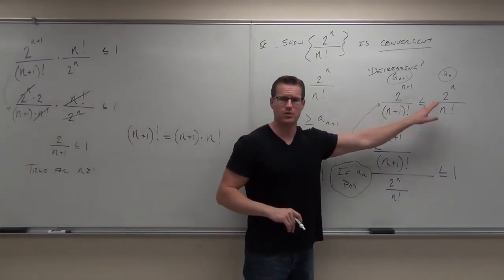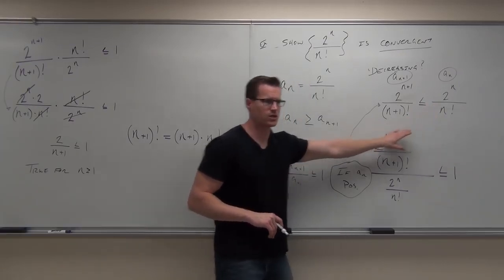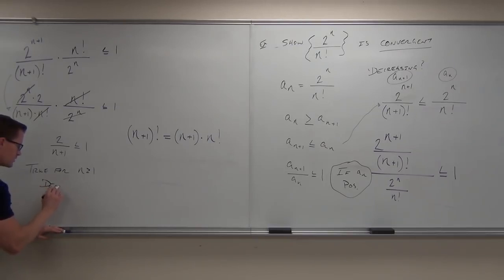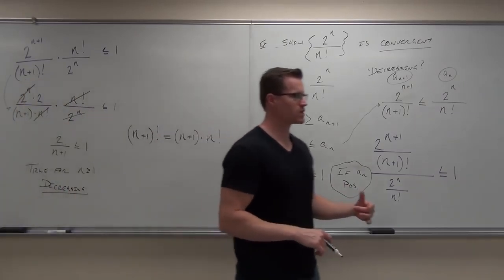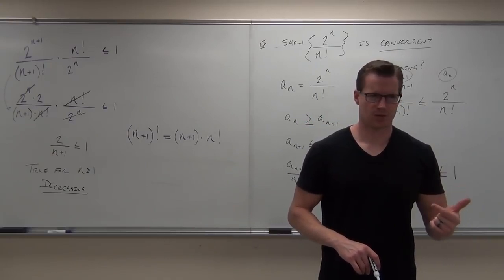Look at the board, please. We started with decreasing, right? Yes. So we're decreasing. We showed that our work is all valid. This is always true for n bigger than or equal to 1. So therefore, this sequence is always decreasing for n greater than or equal to 1. If it's always decreasing, that's monotonically decreasing. You guys okay with that so far?